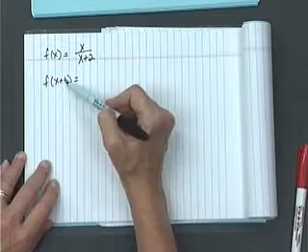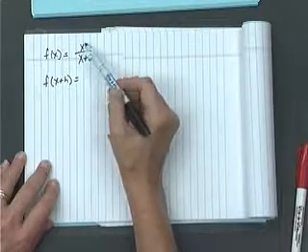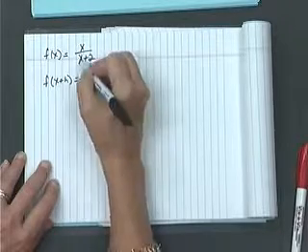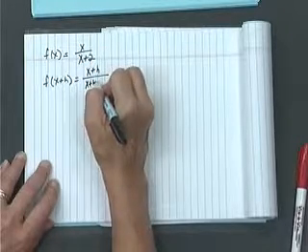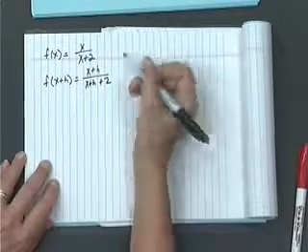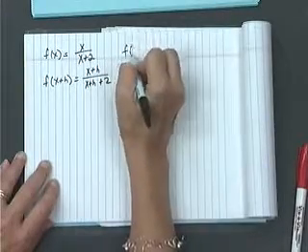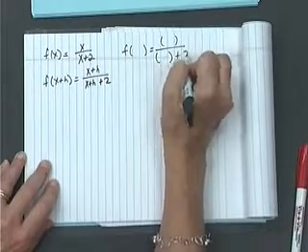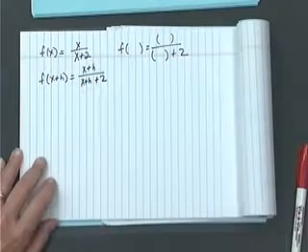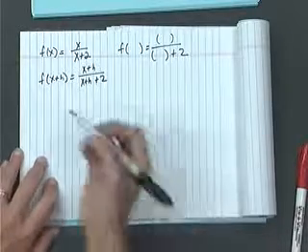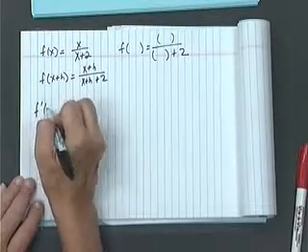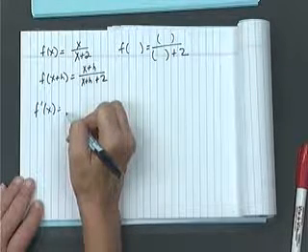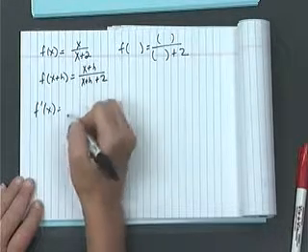So f of x plus h, what do you do? x plus h for x. So x plus h, and this x gets a replacement of x plus h plus 2. Sometimes it's easier to just write it with some open parentheses and then go put it in. All right, everybody got that? So let's start with our derivative. We're using, what's this called? The limit definition of the derivative.